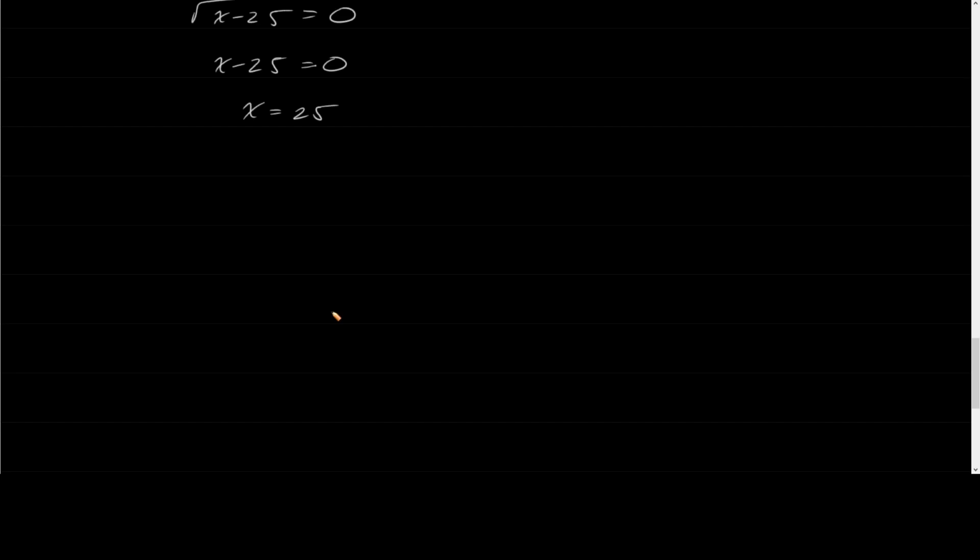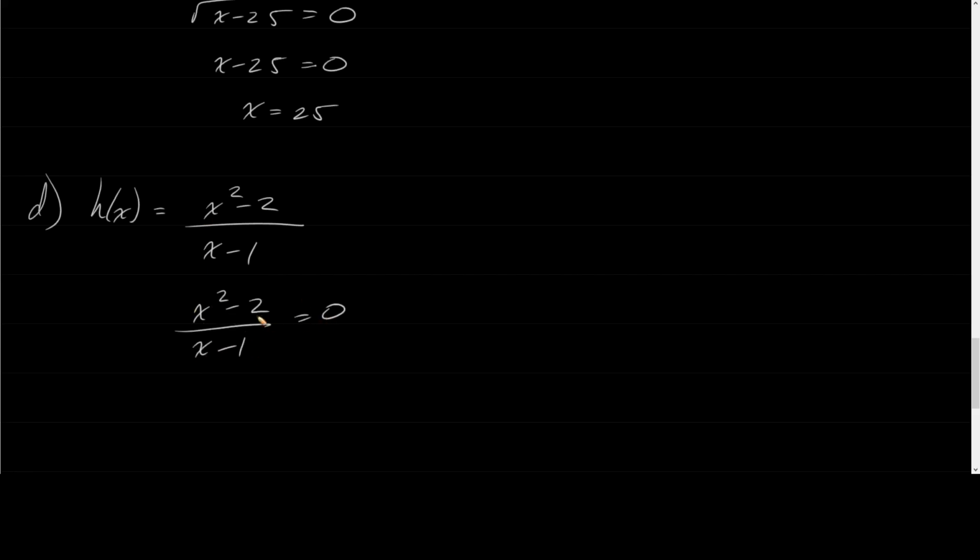Next one, D. Let's say that I have h of x being equal to x squared minus 2 over x minus 1, right? And again, we are looking for the zeros of this function. So what I'm going to do is set this equal to 0. And what we've got here is a fraction equaling 0. Well, the only possible way for a fraction to equal 0 is if the numerator itself is equal to 0, all right? At that point, add 2 to both sides. So x squared is equal to 2.